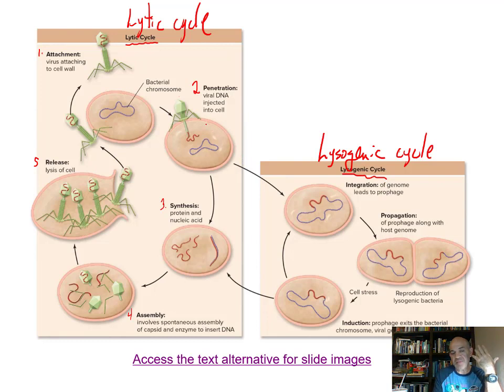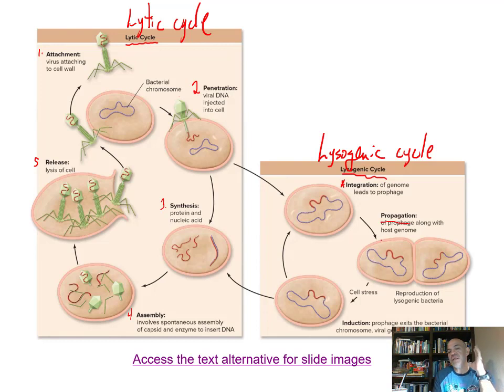Another possibility is when the DNA penetrates in there, instead of going into the lytic cycle, the virus enters the lysogenic cycle. In this case, a special enzyme is going to be produced that gets the DNA and integrates the DNA into the circular chromosome of the bacteria. So that would be integration. Okay? And then after integration, propagation would occur. And propagation is to reproduce.